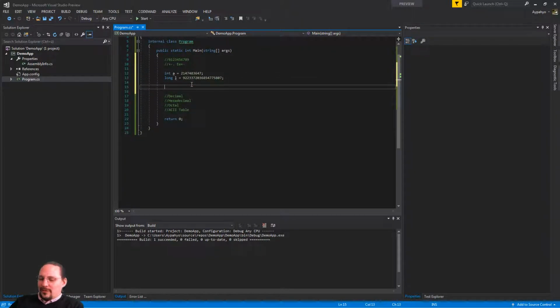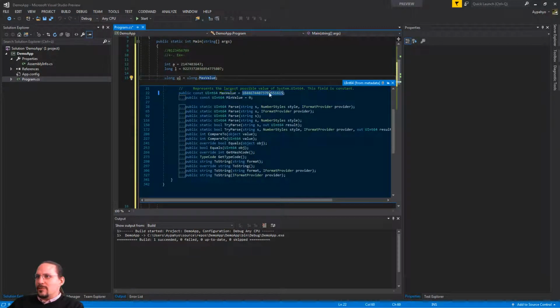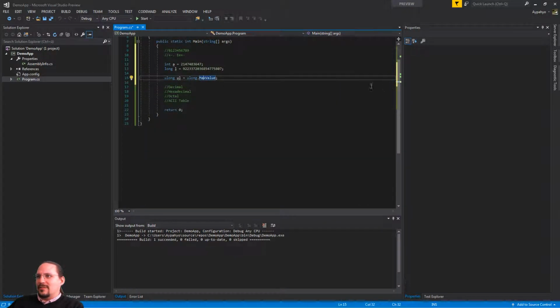Also, you have unsigned variations. Unsigned, unsafe, unsigned. Is it ulong? Yeah. ulong equals ulong.MaxValue. That's also an option. No, go to peek definition. That should be a fairly big one. So this is the biggest number you can have.